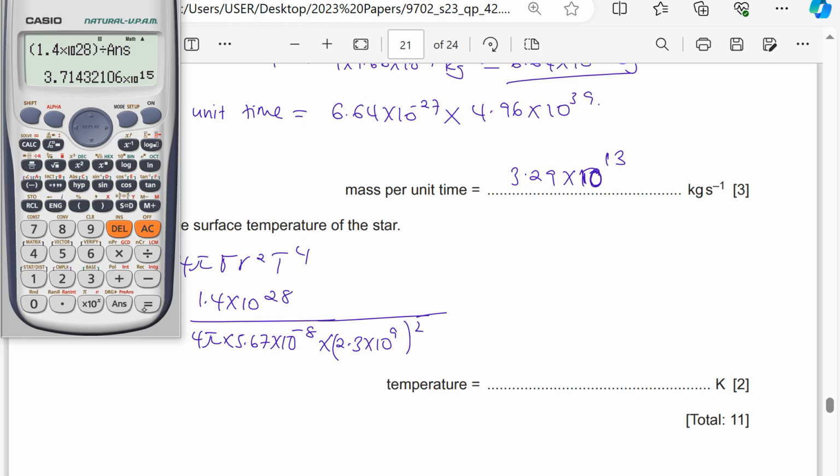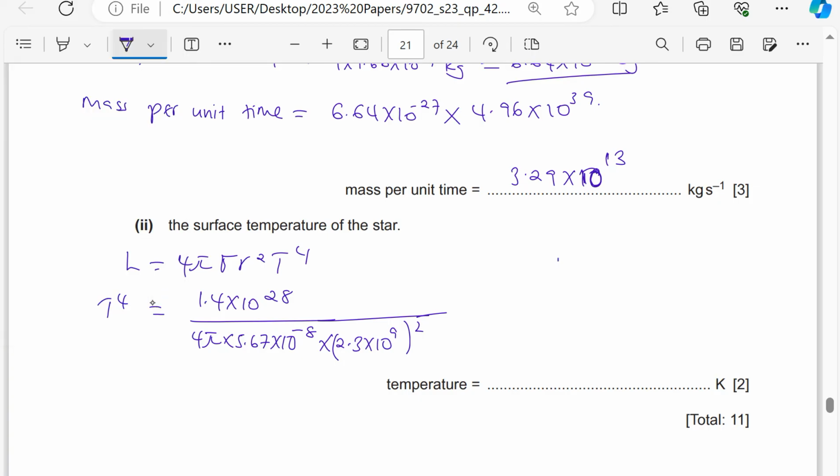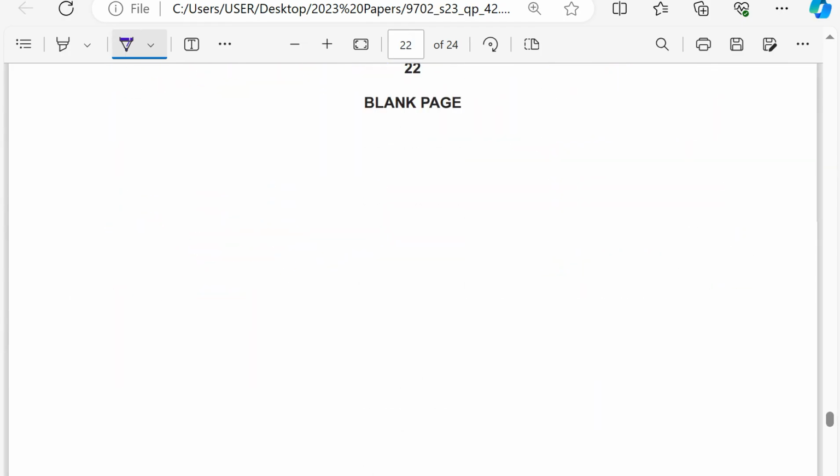Okay, so I'll say fourth. No, that is not the fourth root. Shift, fourth root of the answer. This will be 4. Fourth root of the answer. So this is 7,800. So T is equal to 7,800 when I find the fourth root. Okay, so I think that is fine.